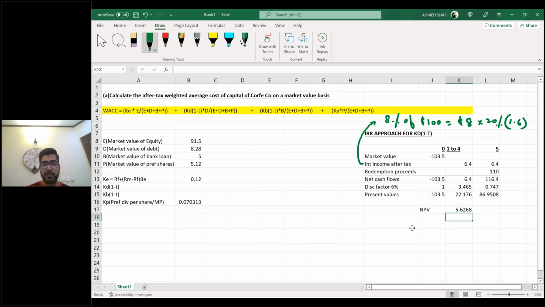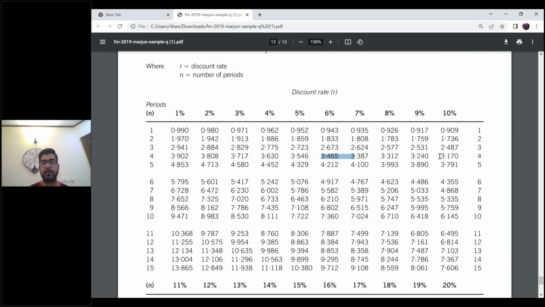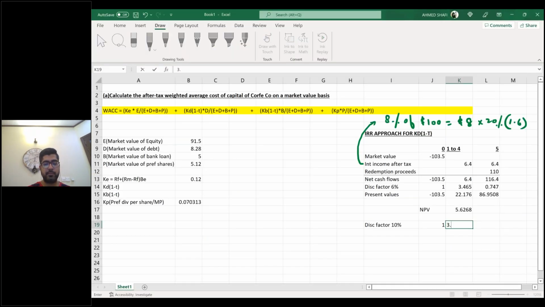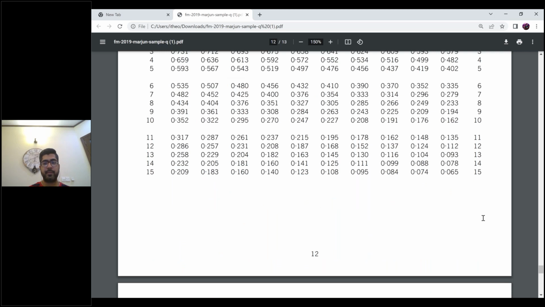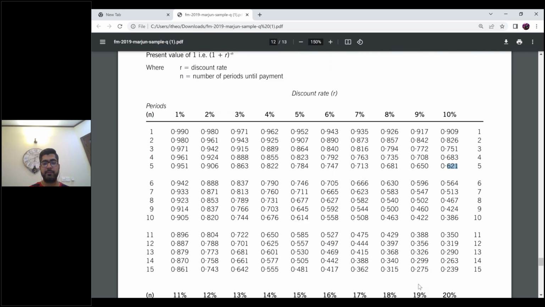Now when you get a positive NPV, obviously you need a negative NPV. Now to make NPV negative, you need to increase the discount factor. Take any, 8%, 10%, 12%, take any factor. Let me take 10%. 1 for year 0, 1 to 4 from the annuity table at 10%, 3.170. Year 5 separately, so from the present value table, 0.621, 10% year 5.